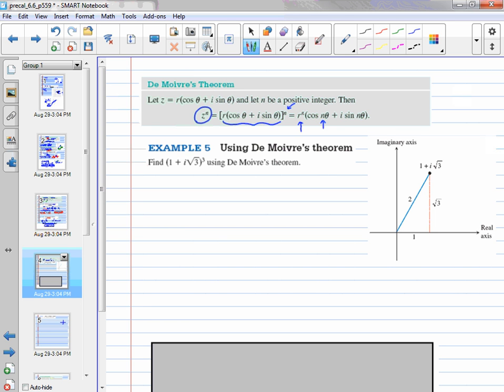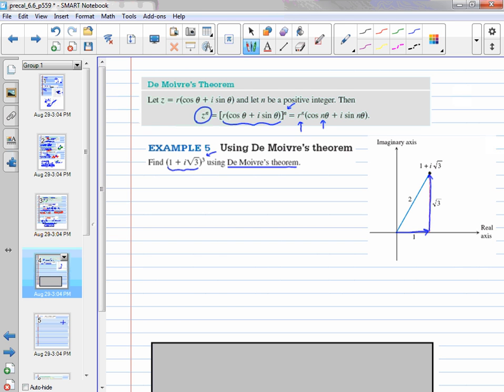So they give me this number. They say use DeMoivre's Theorem and figure out what it will equal when I cube it. Now this was given in standard form, 1 plus i square root of 3. Well, DeMoivre's Theorem uses trig form. So we need to convert this to trig form. So over here, positive 1 in the real, positive square root of 3 in the imaginary.